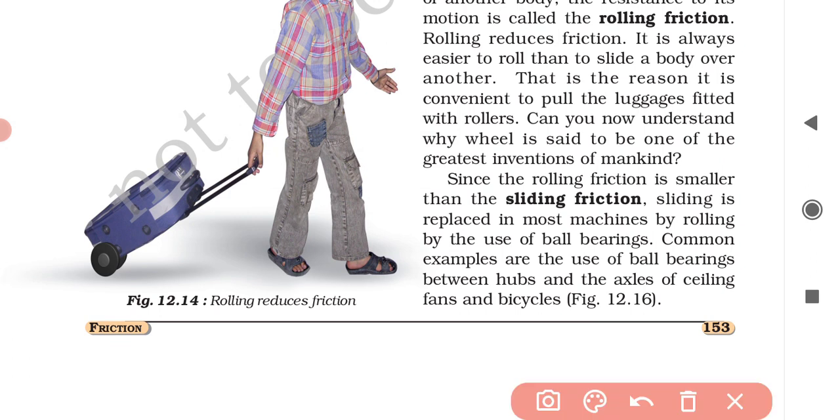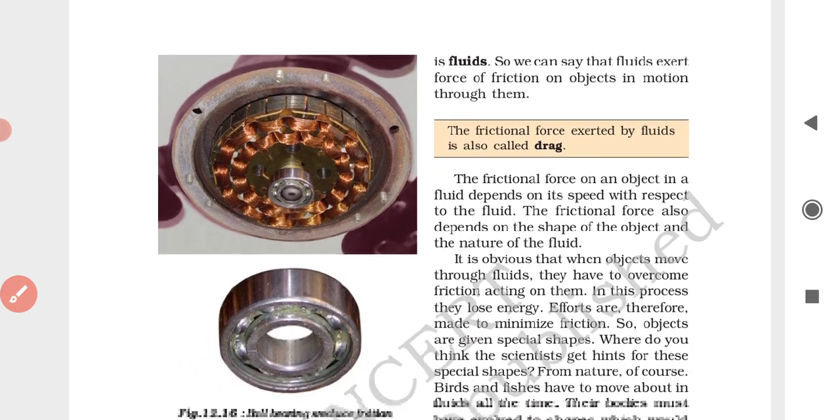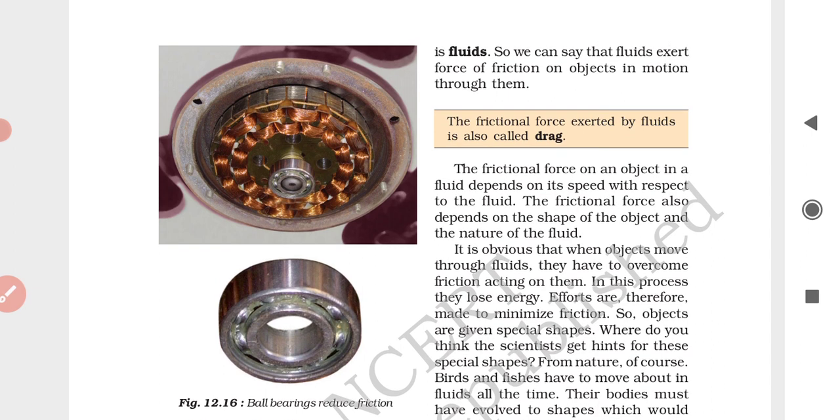As discussed, rolling friction is smaller than sliding friction. So sliding is replaced in most machines by rolling, by the use of ball bearings also. Now what are ball bearings? Ball bearings are a device. You have seen ball bearings in machine parts, and in the bicycle also, I think.